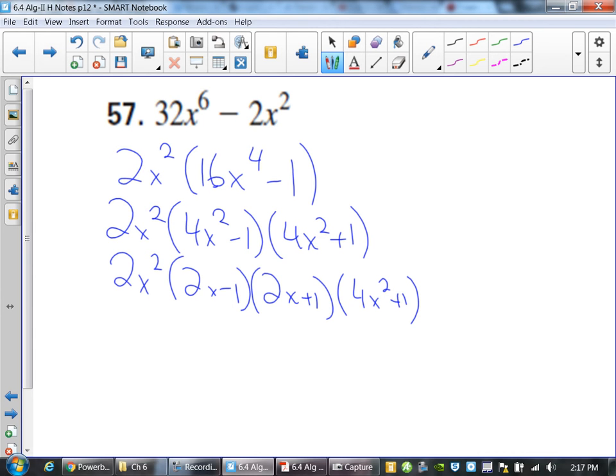Is that the last one, do you just have to solve it now? No, you can't go any further. You're done. You can't break it down any further, because 4x squared plus 1 can't be factored over the real numbers. You could, but does it say equal 0 in the question? Right.